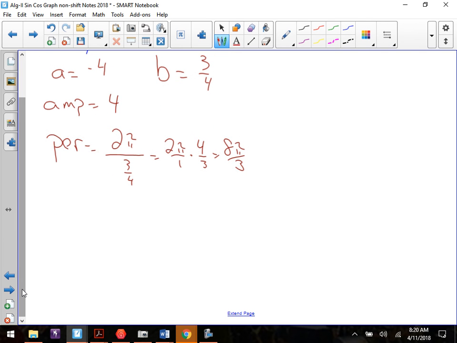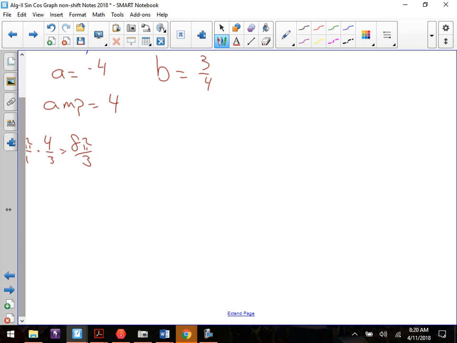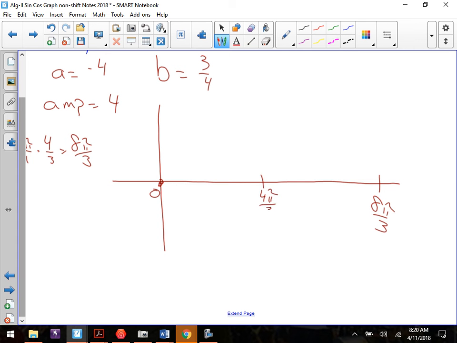So when we start going through this, we know our period is 8 pi over 3, and I start at 0. Now, when you take half of something, aren't you just multiplying by 1/2? So 8 over 3 times 1/2 is 8 over 6, otherwise known as 4/3. What's half of 4/3? 2/3.